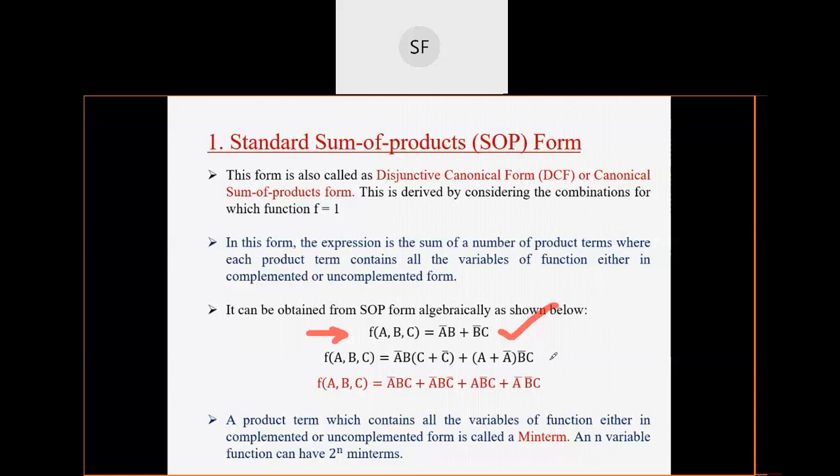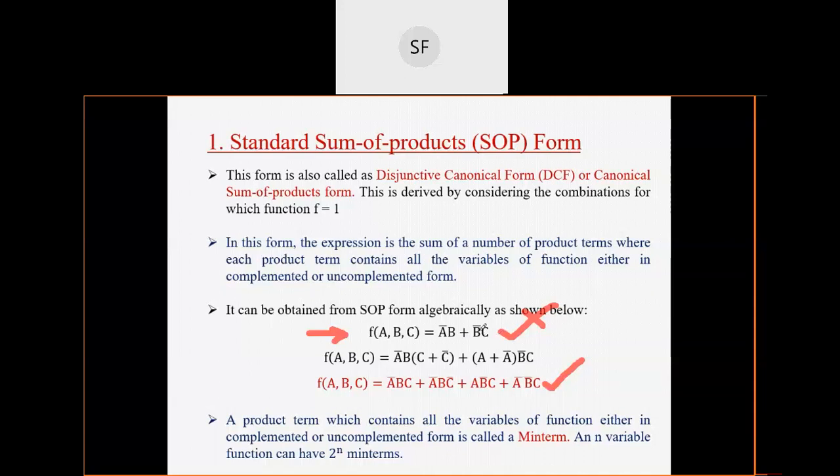But this representation is not standard sum of product. It is sum of product, but it is not standard sum of product. So standard sum of product is nothing but this. Now what is the difference between these? It is also called as minimal sum of product. Okay, so just remember the name, minimal sum of product.